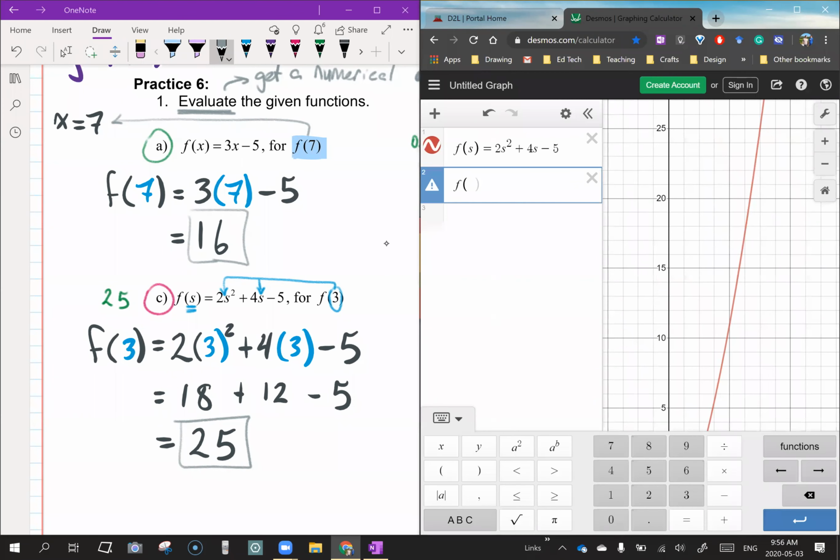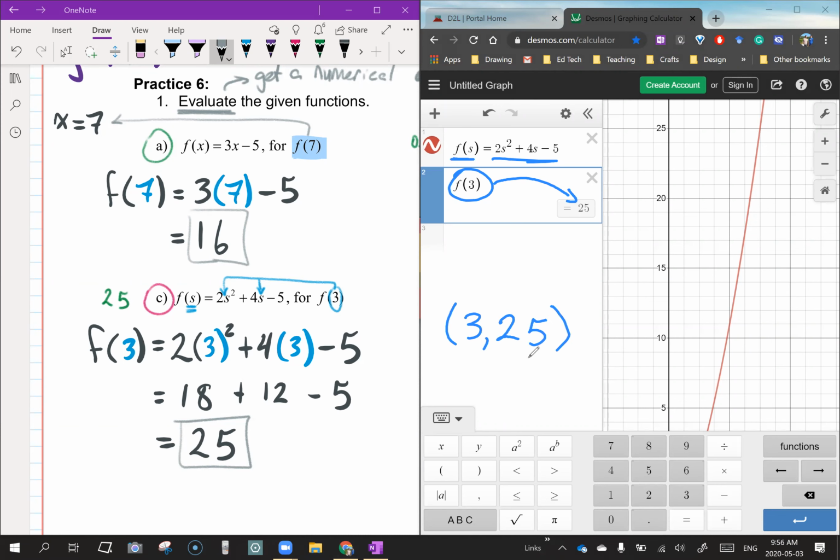And finally, if you want to use Desmos to check your work here, just type f of 3, and it says equals 25. So notice I wrote the whole function out here, and then f of 3 gives us 25. That means when the value is 3, it pops out at 25.